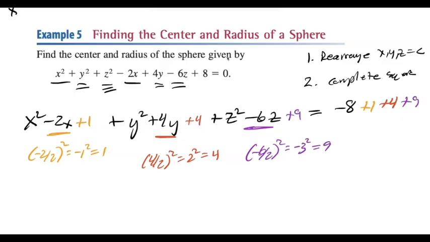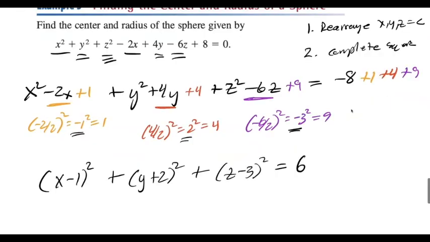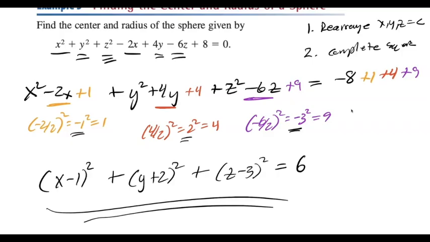And then we simplify the left hand side. So this is going to be x minus 1 squared, always the thing before you square it, plus y plus 2 squared, plus z minus 3 squared. And then we add up all these together. I get 10, 14 minus 8 is 6. 6. Now I have to find the center and the radius.